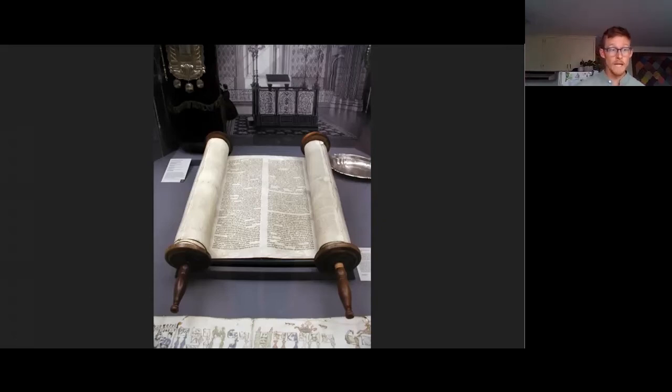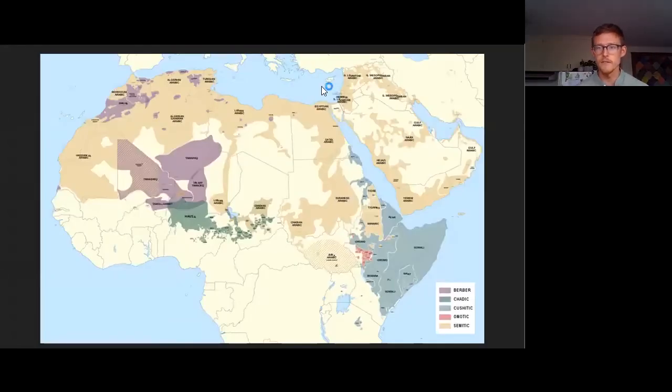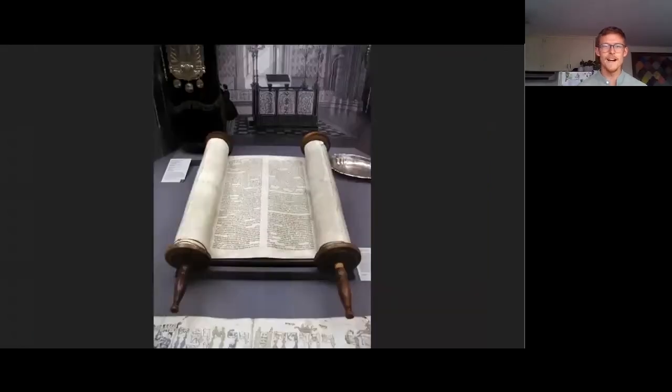The historical homelands of Hebrew speakers, who historically were known as Israelites and later on were known as Jews or the Jewish people, were in that part of the Middle East that is today the state of Israel, so right around here, if you can see on the map.